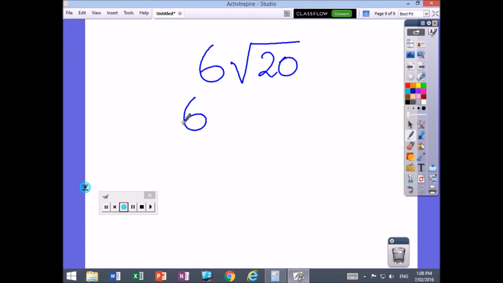Which square numbers go into 20? 4 can go in. So I'm going to write this like this. 4 times what gives 20? And this has been pulled apart. So I've pulled the 20 apart.